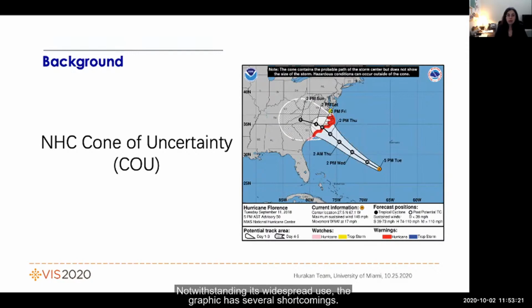Notwithstanding its widespread use, the graphic has several shortcomings. The graphic is overloaded with many different types of information, employs a seemingly arbitrary color scale, and research has shown that the cone element itself leads to misinterpretation. For example, some people feel safer in locations just outside the cone, with some even believing that there's no imminent risk beyond the cone at all. Related evidence suggests that people believe that areas along the central black line are in greater danger. Moreover, the shape of the cone is often misinterpreted to communicate information about the size and intensity of the storm.